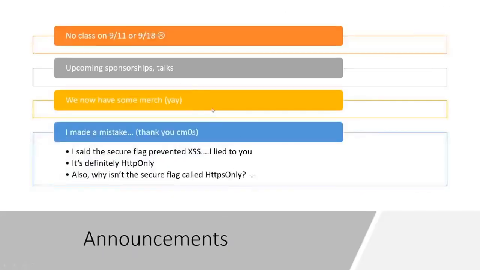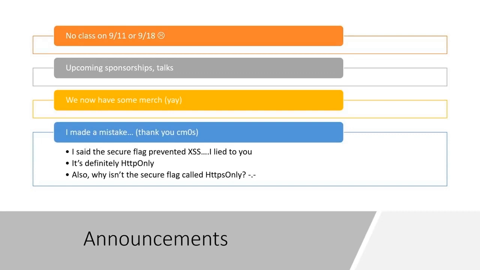Outside of all those announcements, I have made a mistake. Thank you, CMOS, for pointing this out. Last week, I said the secure flag prevented cross-site scripting, and I lied to you guys. I'm a liar. It does not prevent cross-site scripting. The secure flag prevents a cookie from being seen in clear text, meaning that if you're using HTTPS, somebody cannot strip that HTTPS out and show it in HTTP clear text.